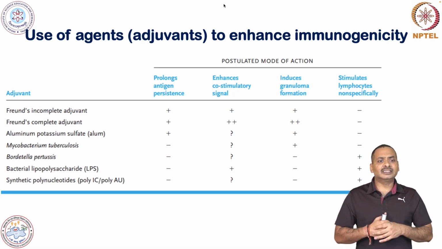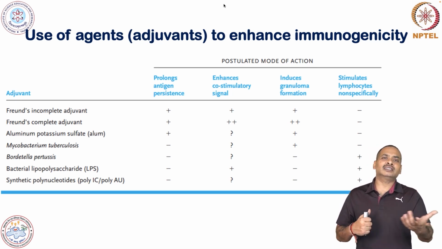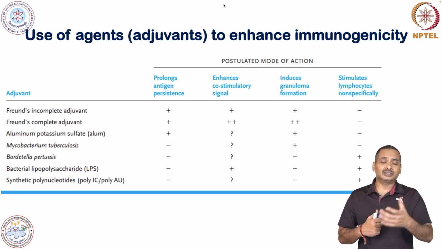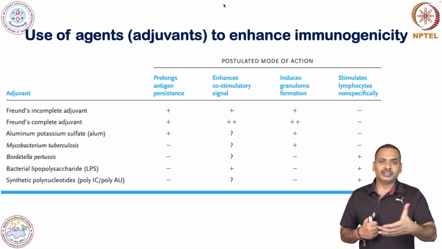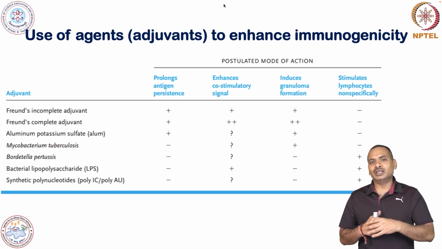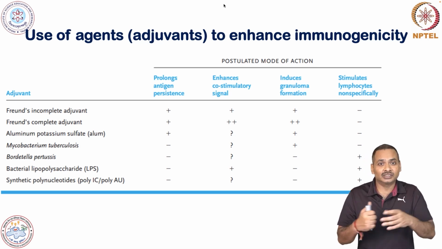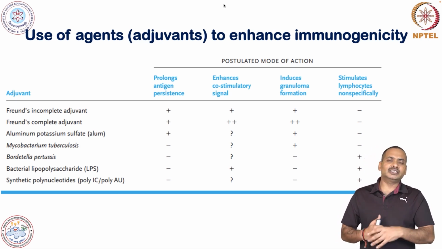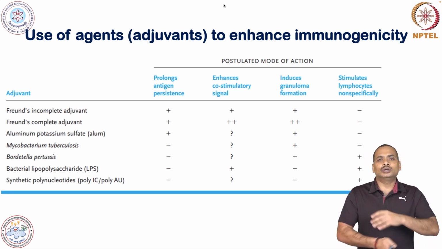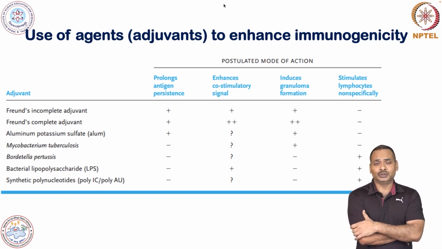And there is a synthetic polynucleotide, as I have told you, poly-IC, which when we introduce in the cell will mimic a virus infection, but there is no virus. So poly-IC or poly-AU can also be used as a vaccine adjuvant.